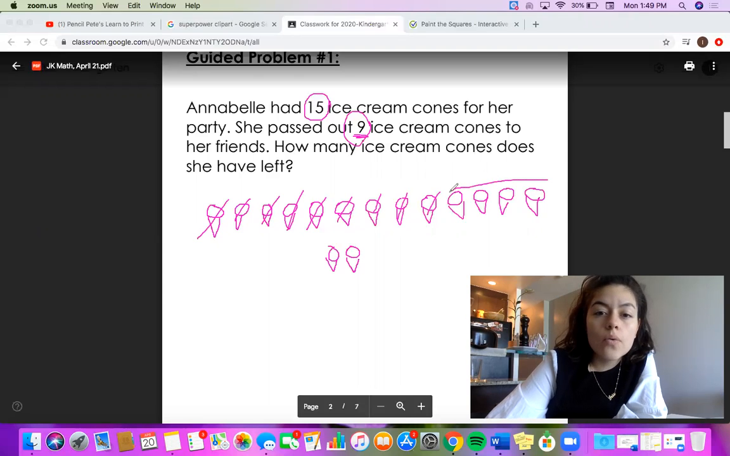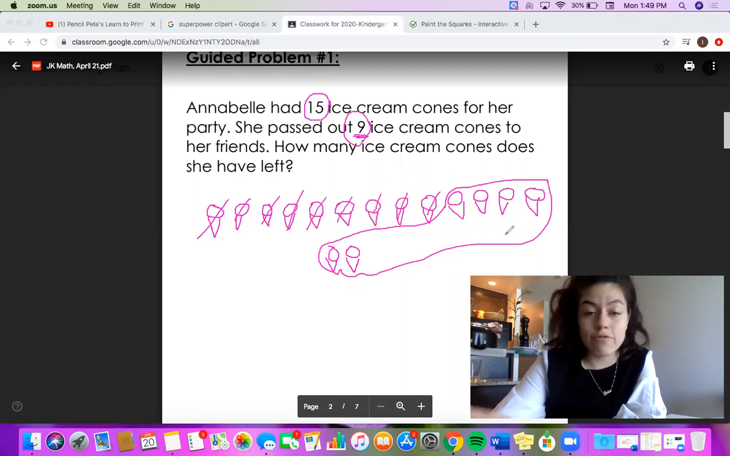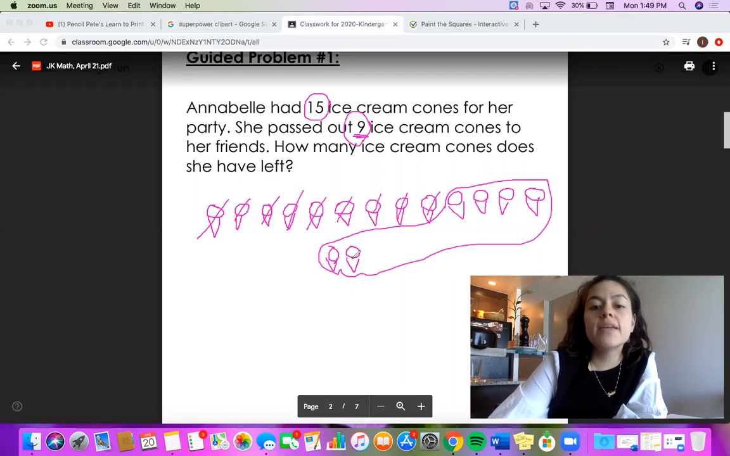Now, in order to see how many Annabelle has left, all we have to do is count the ice cream cones that haven't been crossed out. That's what's left. Let's count them. 1, 2, 3, 4, 5, and 6. So Annabelle had 6 ice cream cones left at the end. And we can write an equation for that. The whole number at the beginning was 15.